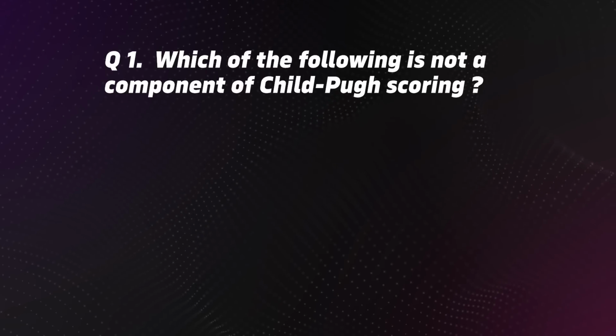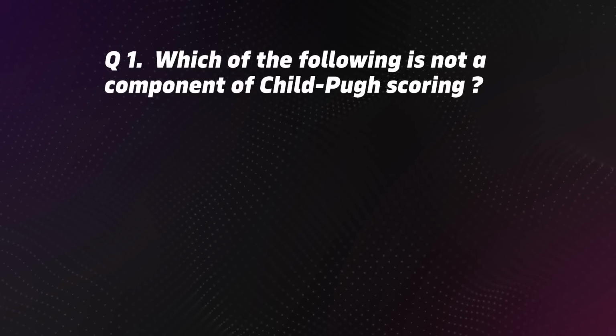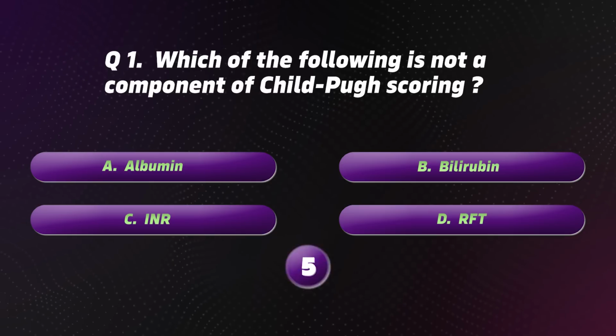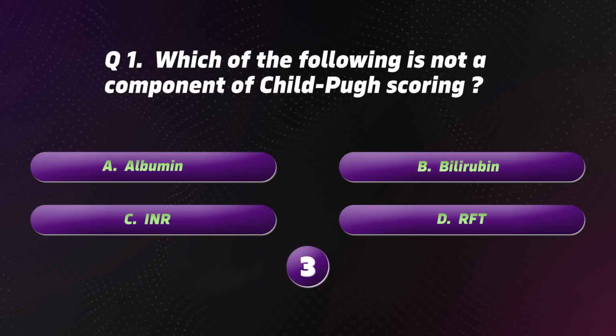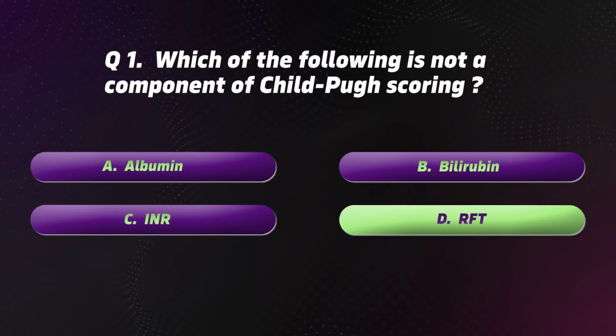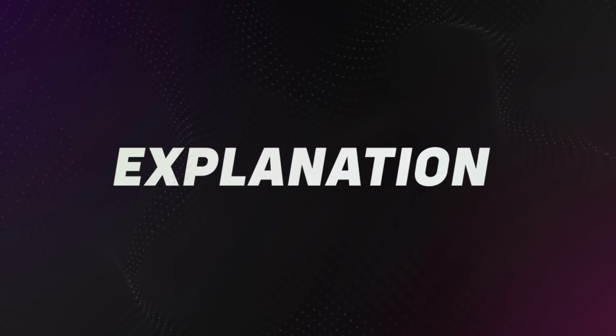Question 1. Which of the following is not a component of Child-Pugh scoring? Here are the options. A. Albumin, B. Bilirubin, C. INR, D. RFT, and the correct option is D. RFT. Here is the explanation.